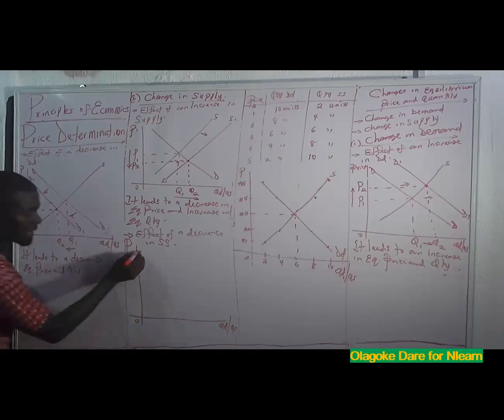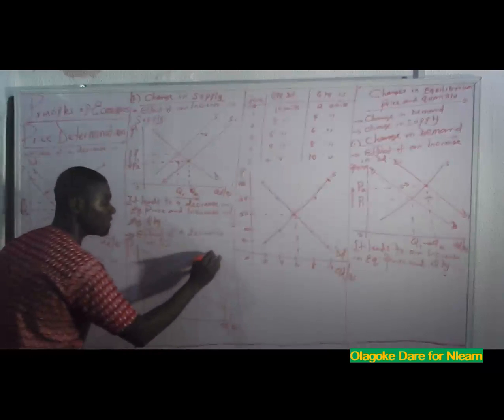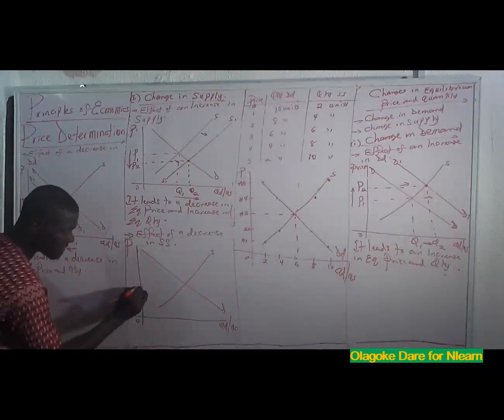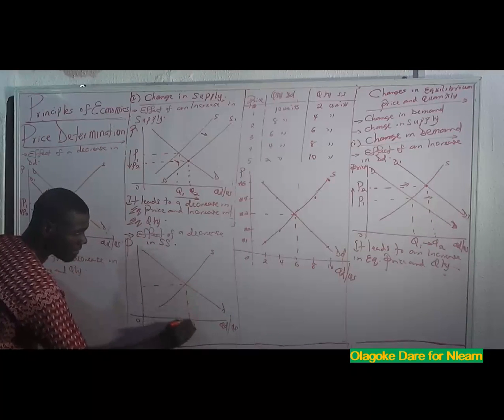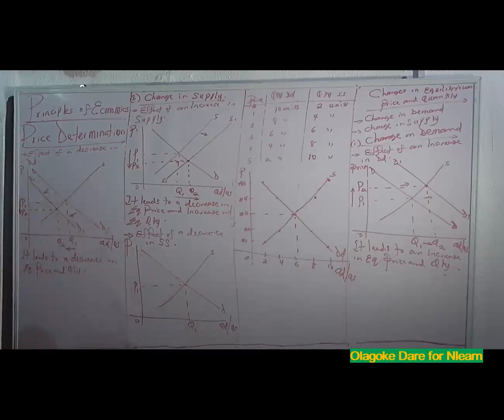Okay. Here's my demand curve. Here's my supply curve. So I have my Q1, I have my P1. Alright, this is my equilibrium price and quantity.